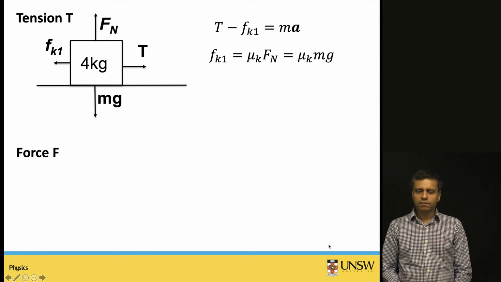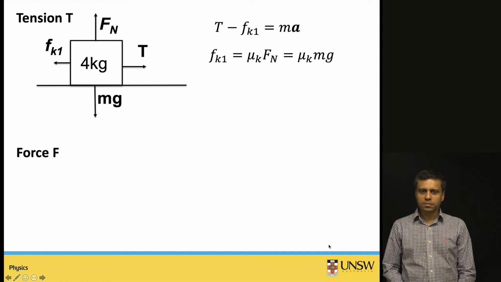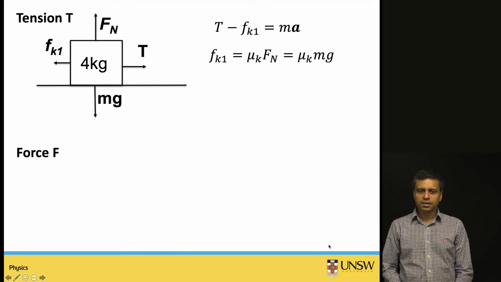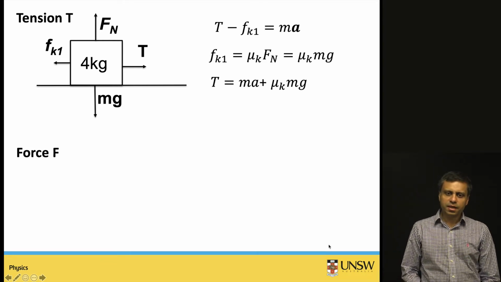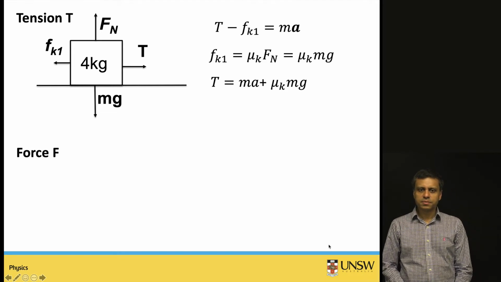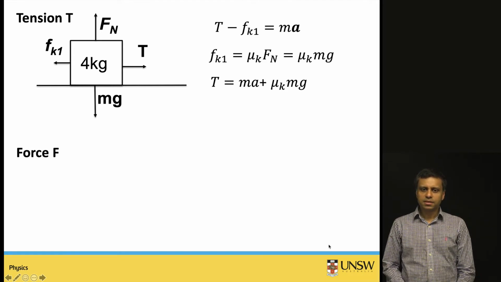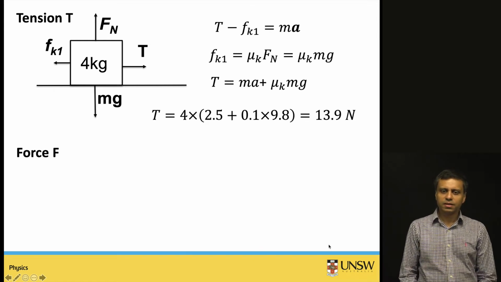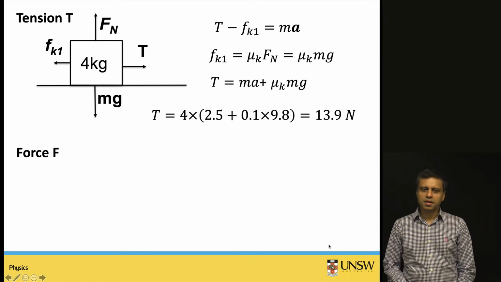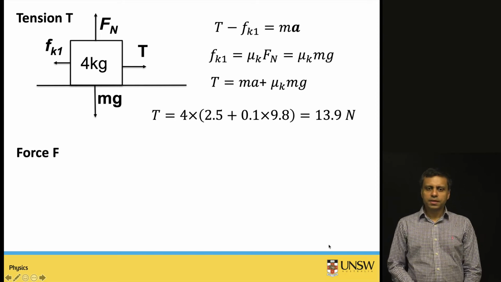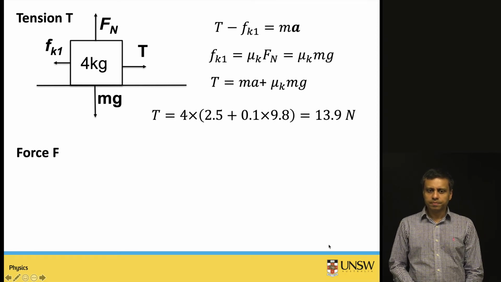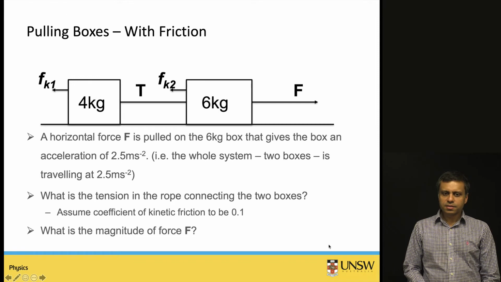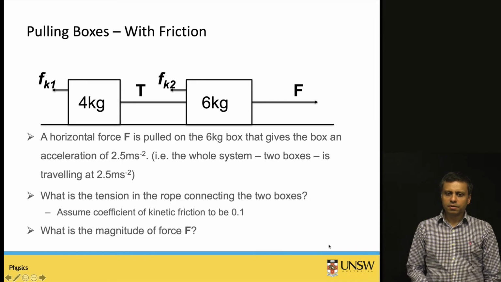So we know all other variables in the problem. So we can find the tension force T. Rearranging the equation, the tension force becomes ma plus mu k mg. And if you plug in the numbers that are given in the problem, you get something like 13.9 Newtons. Now let us go to the second part of the problem. The second part asks us to find the magnitude of the force F.